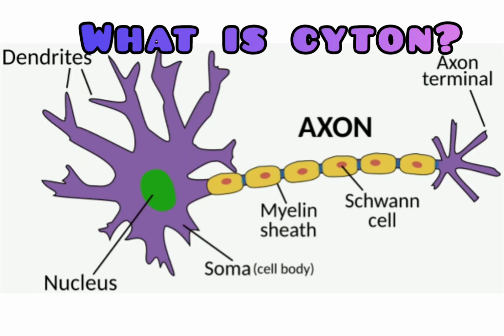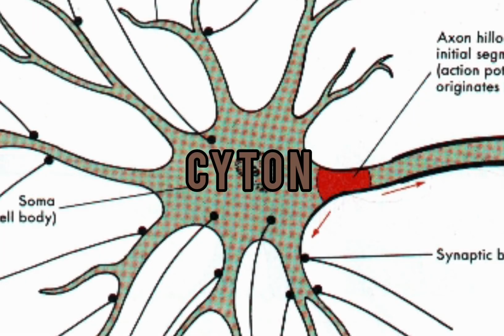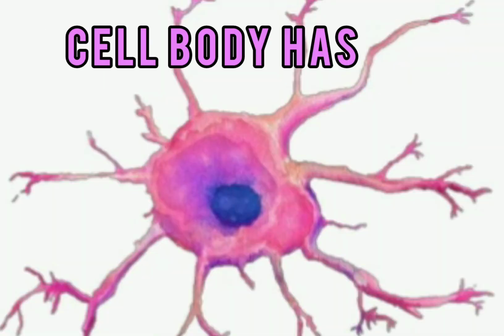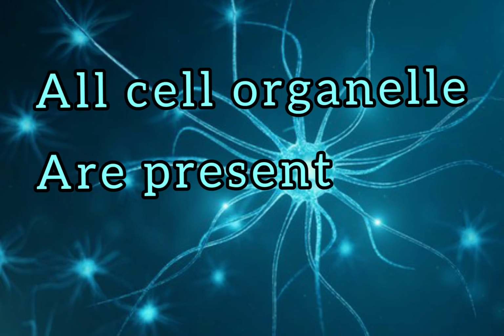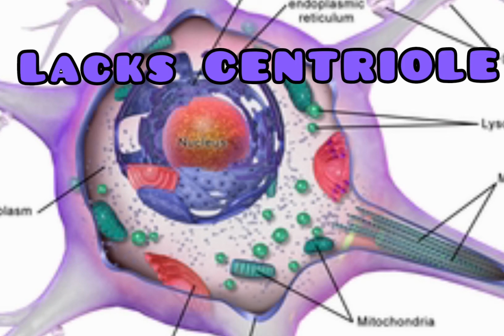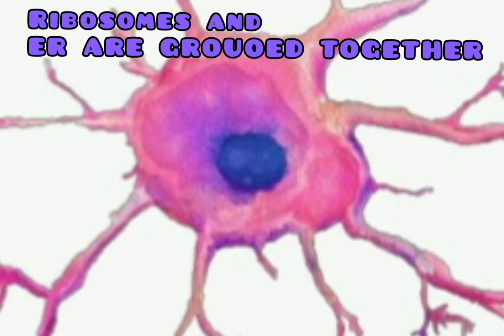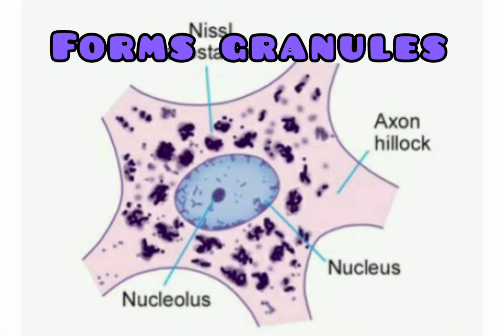Now, what is cyton or cell body? Cyton is the main part of the nerve cell. It contains a centrally placed nucleus and major part of the neuroplasm, that is the cytoplasm of the nerve cell. The cell body has all types of cell organelles, but it lacks centriole. In cyton, ribosomes and endoplasmic reticulum are grouped together to form granules. These granules are called Nissl granules.